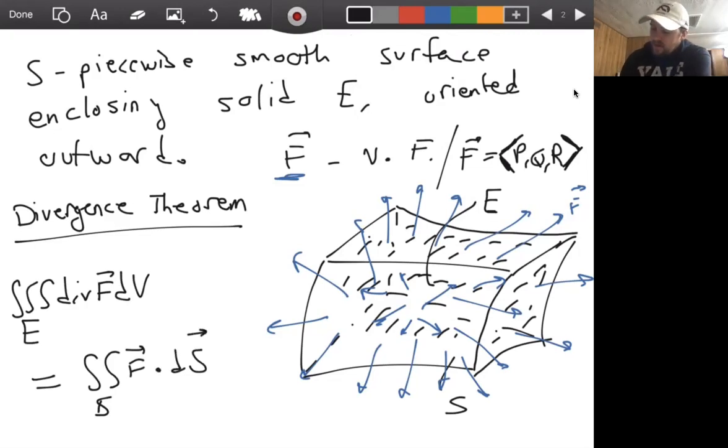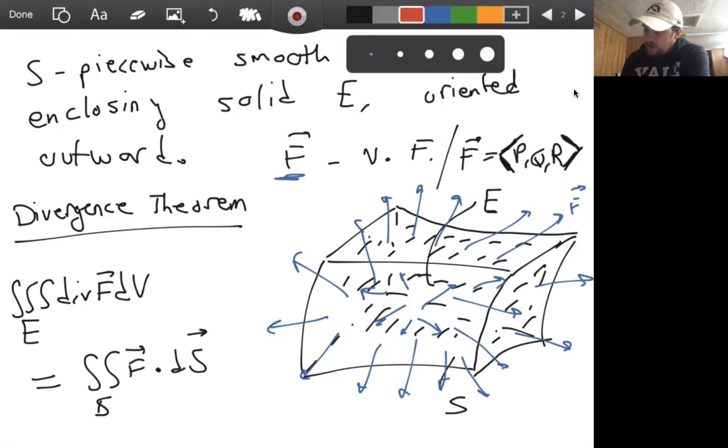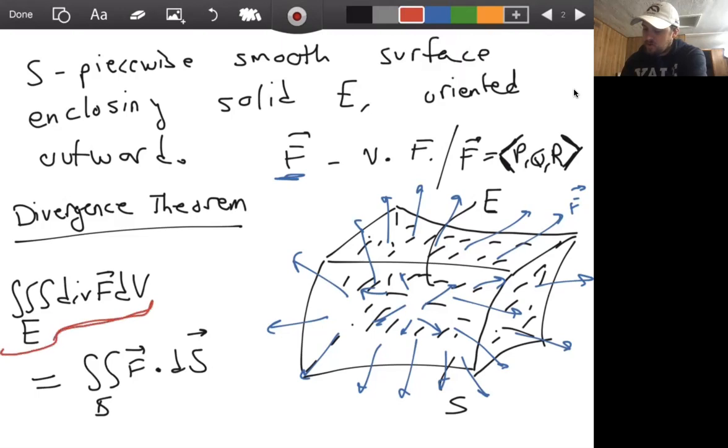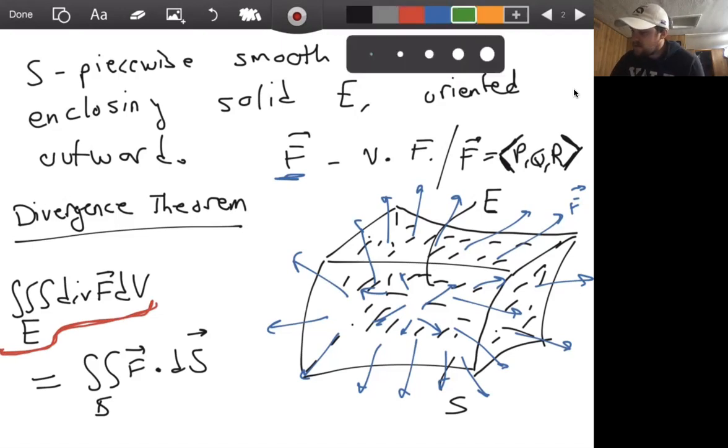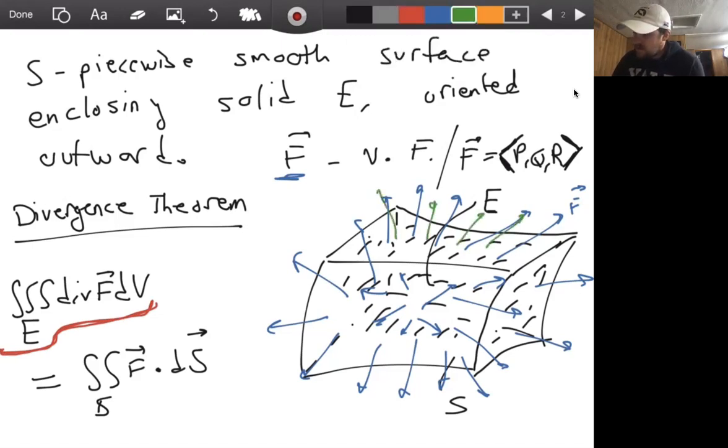So again, what the divergence theorem is saying is if you take the divergence of a vector field over a solid and you integrate this, right? Remember, the divergence of F is a scalar function. So this is truly just a standard triple integral that we're used to here. The divergence theorem is saying that the integral of the divergence over this solid is the same as the flux of the vector field traveling through the solid, or through the boundary surface S.